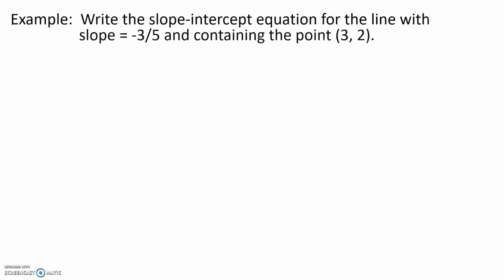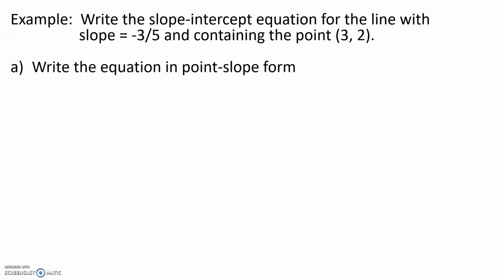Here's another example. Write the slope-intercept equation for the line with slope equal to -3/5 and containing the point 3, 2. First, let's write the equation in point-slope form. In point-slope form, our slope m is -3/5 and x1, y1 are 3 and 2. So the point-slope equation will be y minus y1, which is 2, equals our slope -3/5 times x minus x1, which is 3.